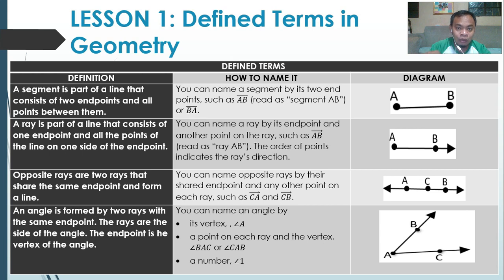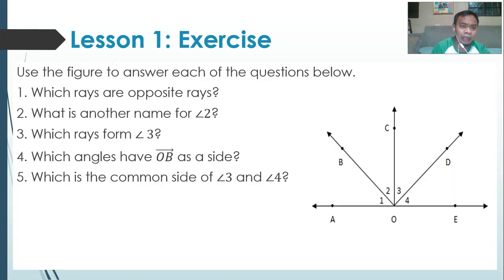Andyan po yung sa gitna yung space nabuo ng isang angle. Okay, so that is angle BAC or pwedeng CAB. Or we can name this one as, for example, angle 1. Okay, angle 1 or maybe angle 2, angle 3, and so on. Okay, so that's for our defined terms in geometry. Now, we have here the exercise.